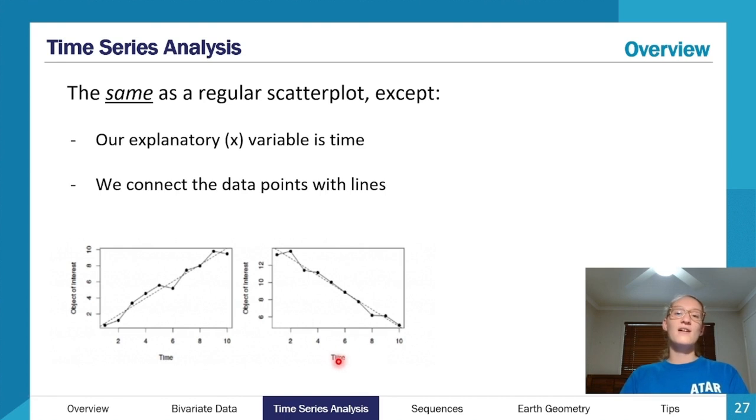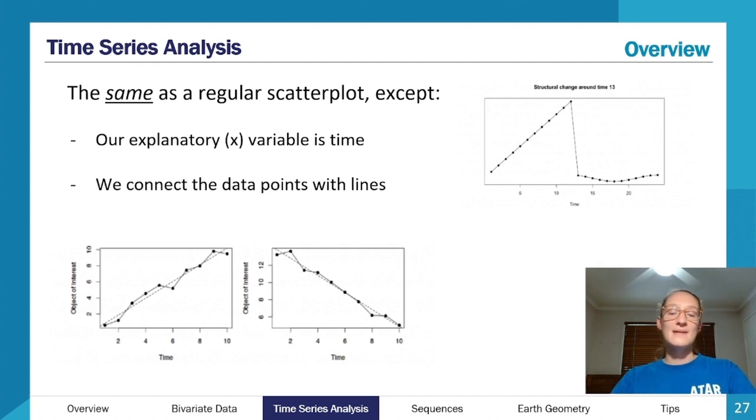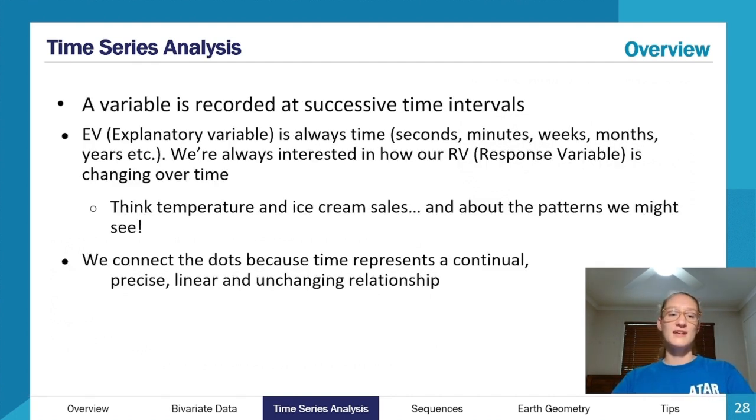We've got our explanatory variable along the bottom, always going to be time, and our response variable on our y-axis. Then we plot our points like normal, connect them, and we can even add a least squares regression line. So there are a lot of similarities there, which is quite helpful. There's another example of a time series plot just there. Again, a time series plot is a representation of time series data, which is when a variable is recorded at successive time intervals. So we're always interested in how our response variable is changing over time. For example, think about temperature.